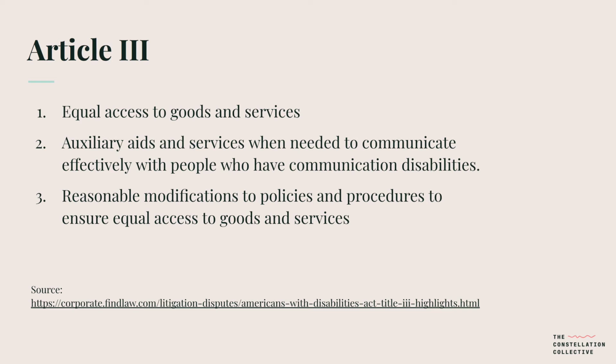Article 3 of the ADA is the most often cited in digital accessibility lawsuits. It covers what are known as public accommodations, essentially private businesses such as restaurants, theaters, hotels, and stores. These businesses must meet certain requirements, some of which are most relevant here for the digital world we're talking about. Article 3 specifies that businesses must provide equal access to goods and services, provide auxiliary aids and services for people with communication disabilities, and make reasonable modifications to policies and procedures to ensure equal access.